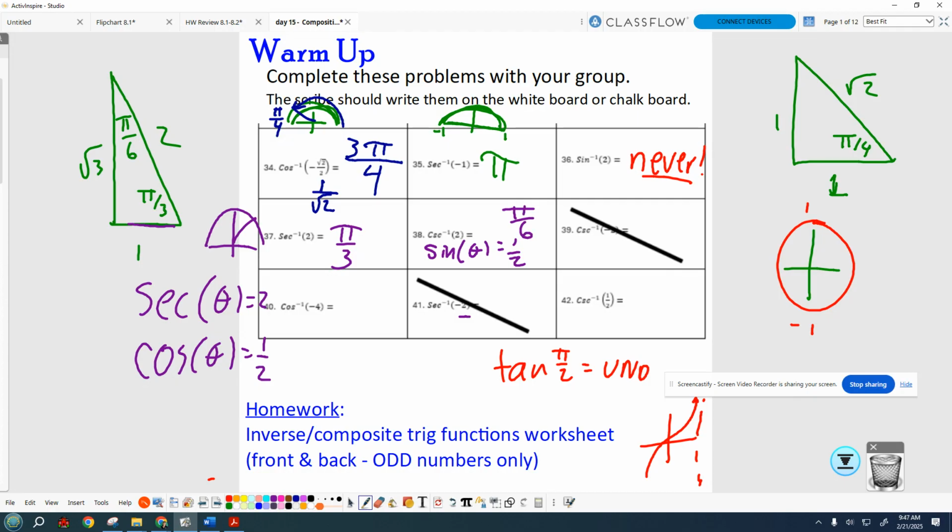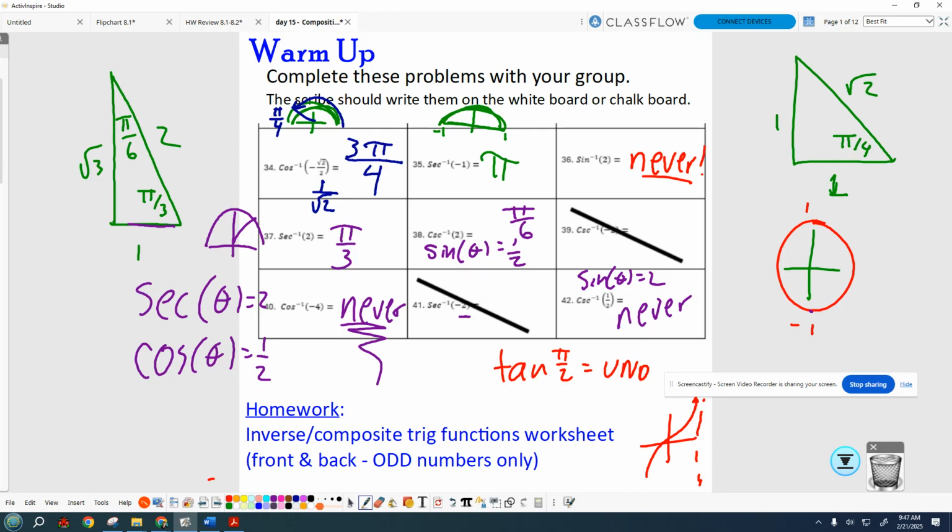Nia, cosine inverse -4. What is cosine -4? Never, because it's stuck between -1 and 1. When is it going to be -4? Isn't. Alexia, where is cosecant 1/2? Because that is asking, where is sine 2?